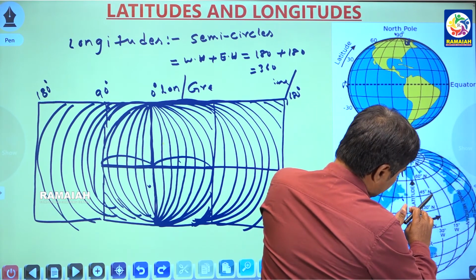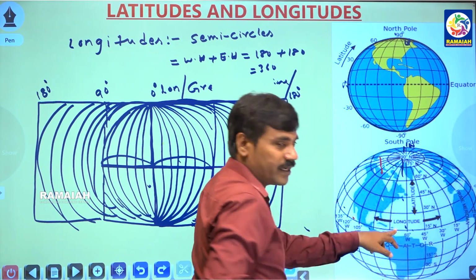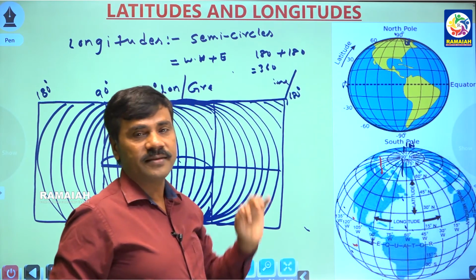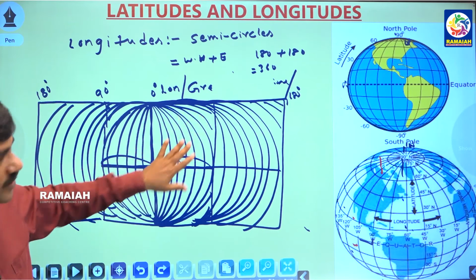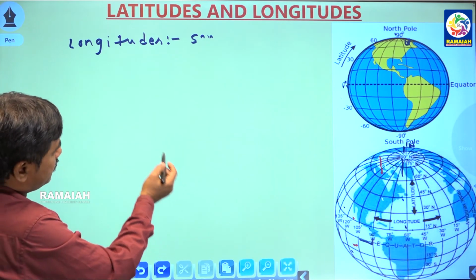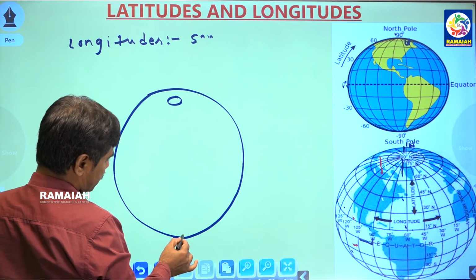Including the 0 Greenwich line, this side 180 plus that side 180, the total number of longitudes is 360. Now I can explain further. Just like that, this is the North Pole and this is the South Pole.